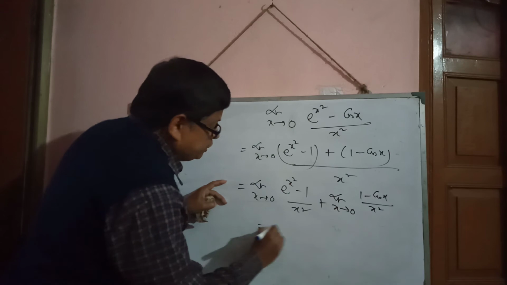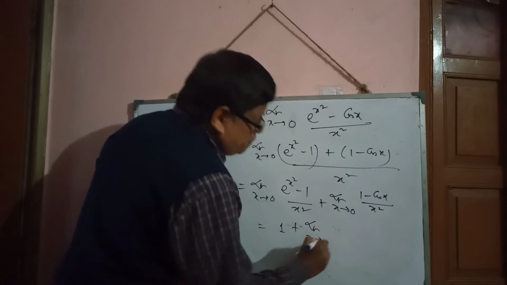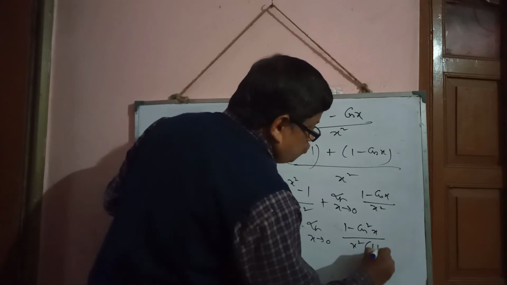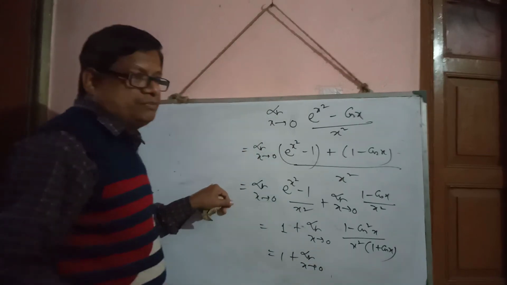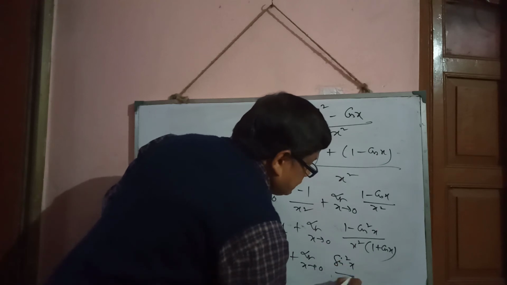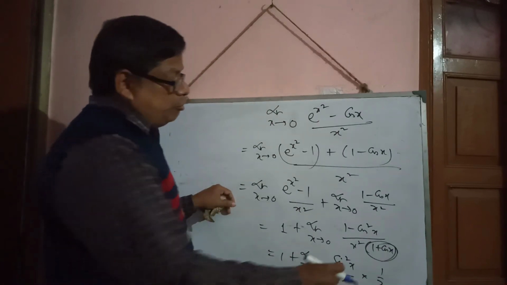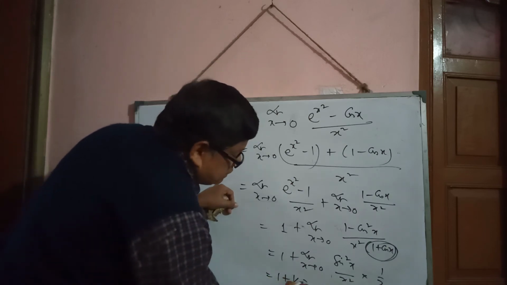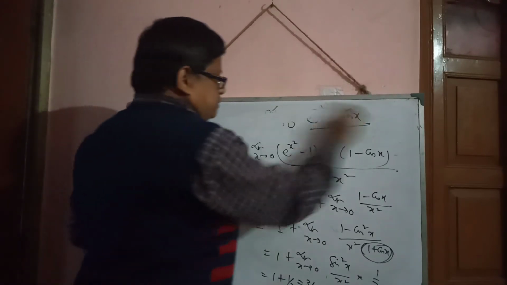So this is 1, all of you know, and this part will be half. So you can write 1 minus cos square x by x square into 1 plus cos x. So write 1 plus limit x tends to 0 of 1 minus cos square x, which will be sin square x, so sin square x by x square into, you put the value, 1 plus cos x. Cos 0 all of you know is 1, so 1 on 2. So this is 1, so write 1 plus half. This is 3 by 2. Okay? Yes. Next.